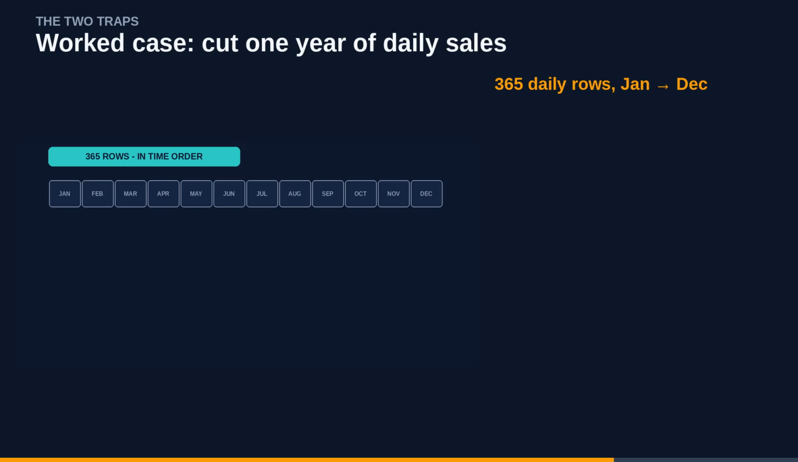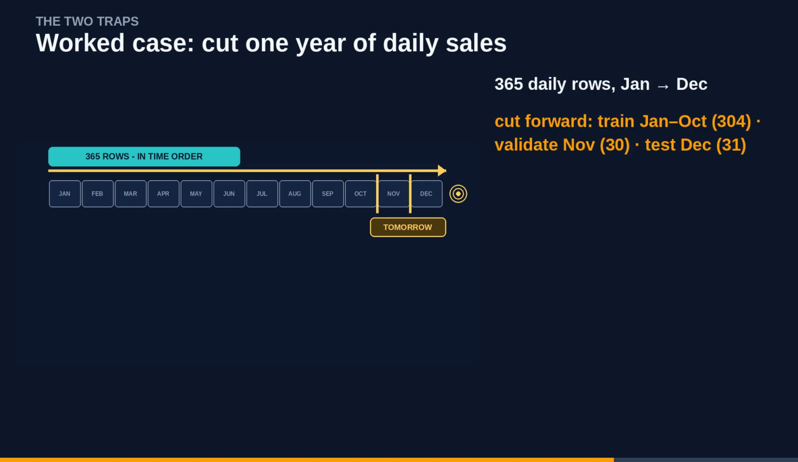Cut a year of time-ordered rows into 3 piles that respect time. First, ask what the model will never have in real use: tomorrow's numbers. Its whole life is predicting forward, so the cut must move forward in time too.